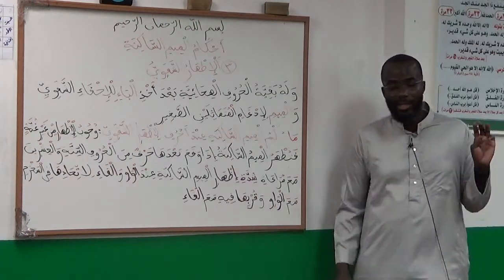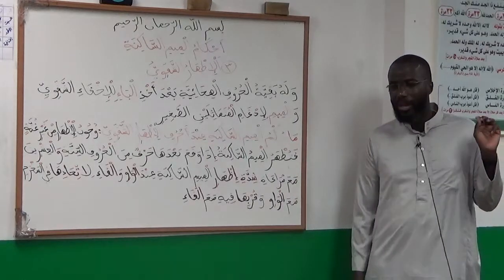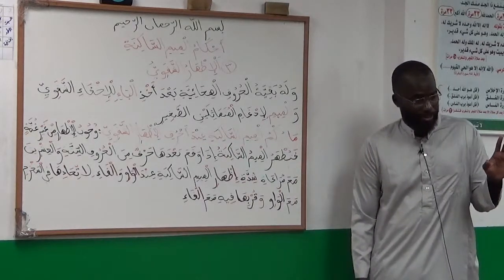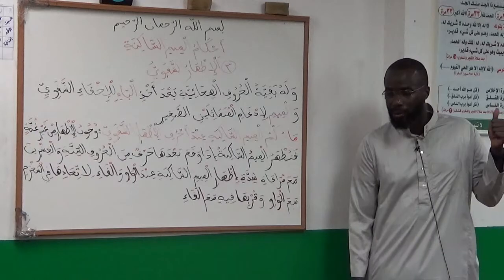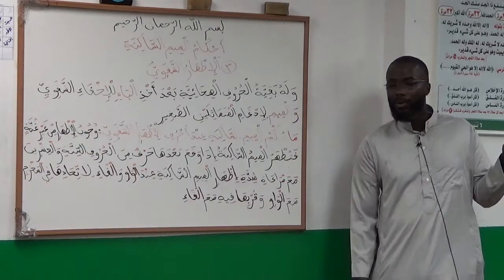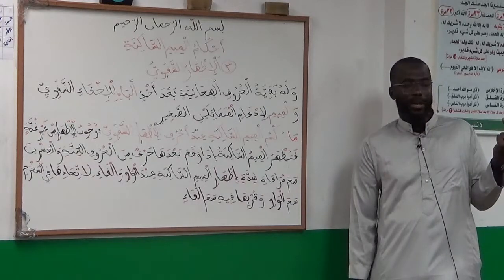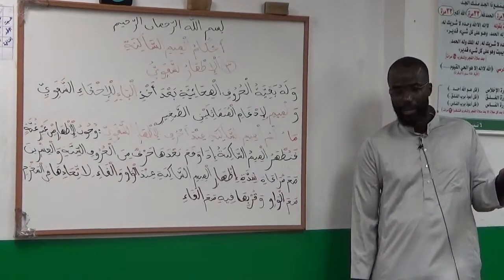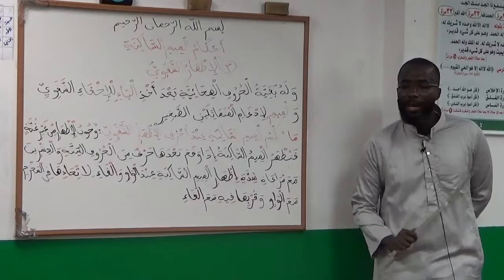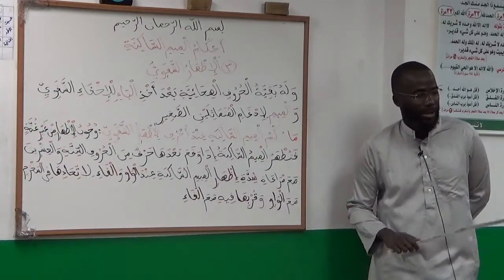So the Sheikh told us that there were 3 rules of Al-Mim Sakina. The first one was Al-Ikhfa'u Shafawi. The second one was Idghamul Mutamathilain As-Saghir. And the 3rd one is Al-Izharu Shafawi. So we looked and we learned about Al-Ikhfa'u Shafawi. When do we have Al-Ikhfa'u Shafawi?